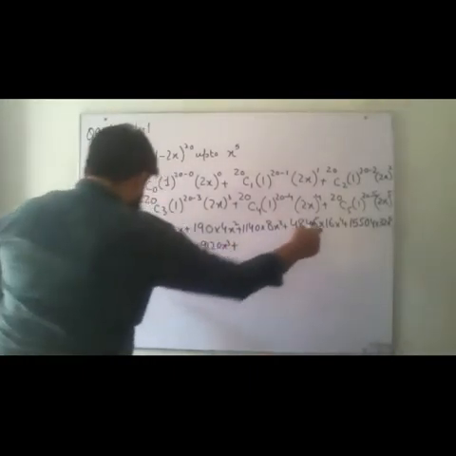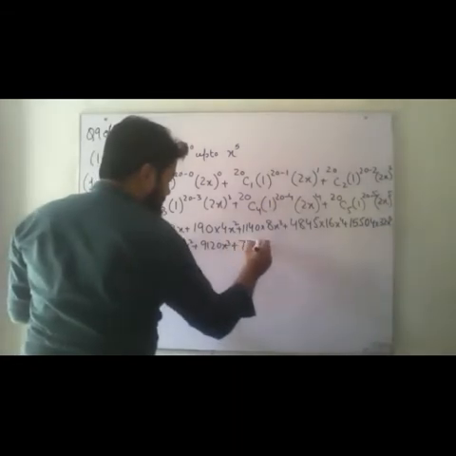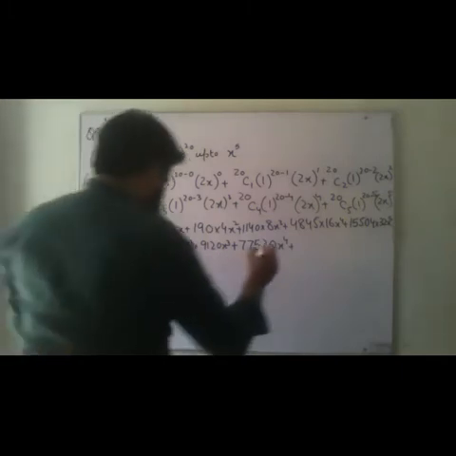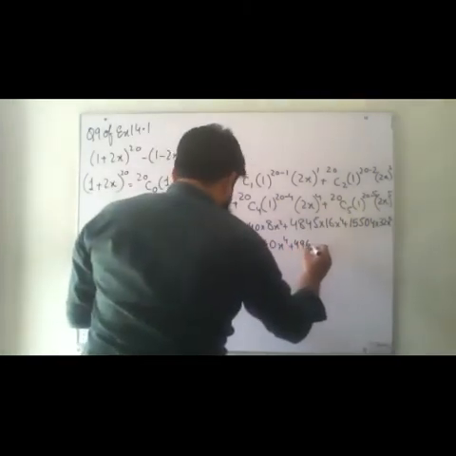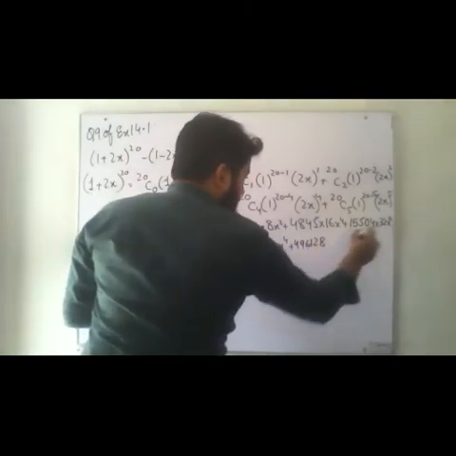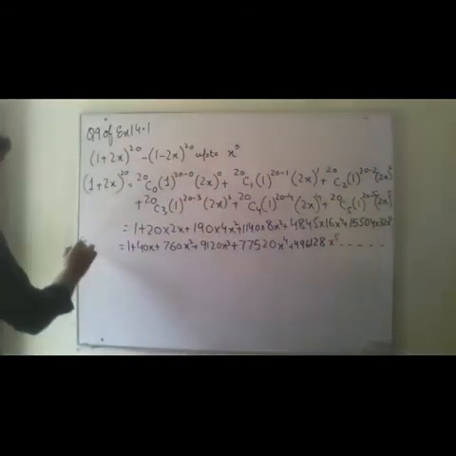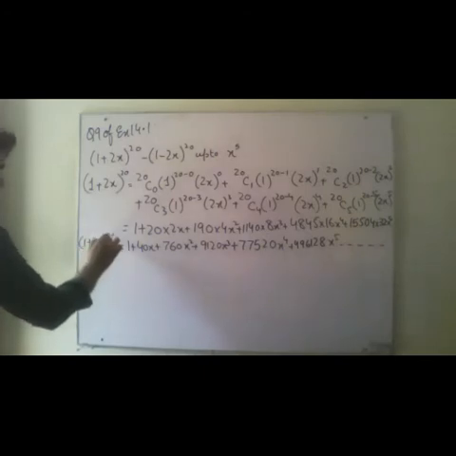Okay. Next, I am multiplying this and this, and my answer is coming 77520 x power 4. And last one, 15504 multiplied by 32 and my answer is coming 496128 x power 5. This was the first thing needed that they were saying, to expand 1 plus 2x whole power 20. Okay, that is the expansion I have done.